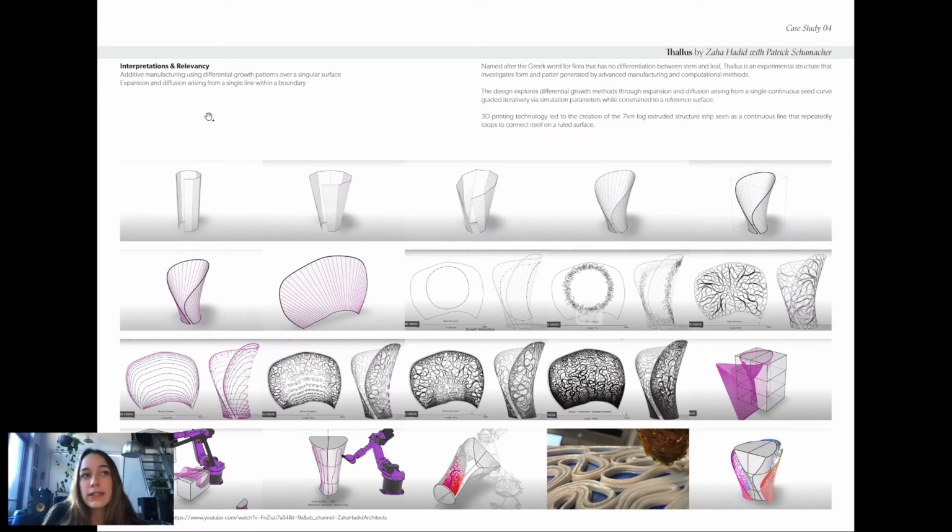This case study by Zaha Hadid explored the concept of differential growth, a growth pattern evident in nature, in which the expansion and diffusion that arises from a single continuous curve guided through a simulation is constrained to a reference surface. The final iteration was 3D printed.